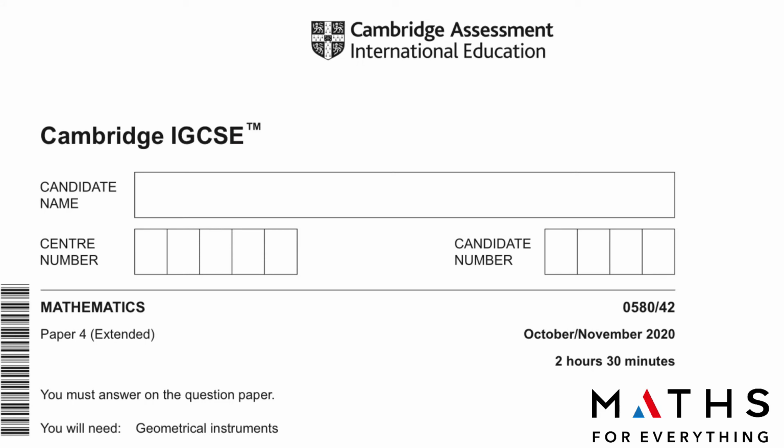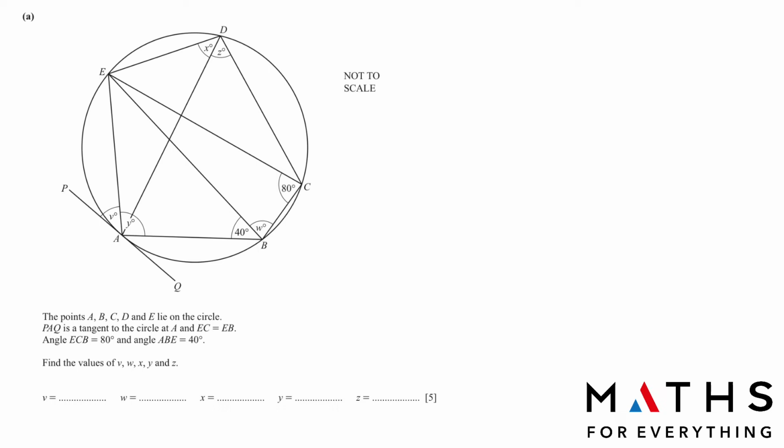So today we are going to solve Cambridge IGCSE Mathematics Paper 4 Extended, October-November 2020, variant 4-2, question number 8 onwards. So you need to know all the circle theorems. I hope you're aware of it. I have put up a video with all the rules and all. Kindly watch it. Now each angle that you find is for 1 mark, total 5 marks.